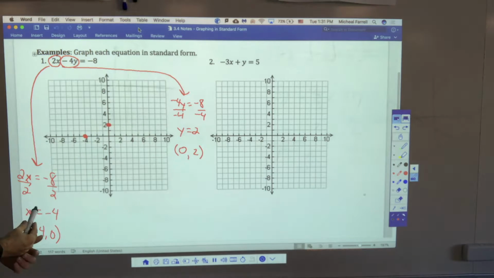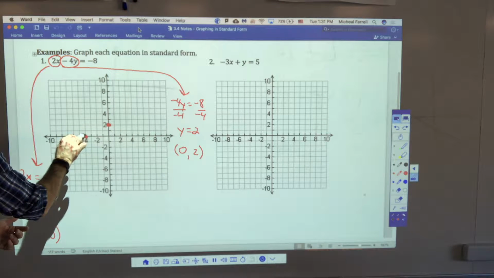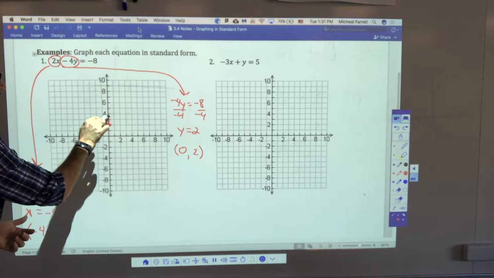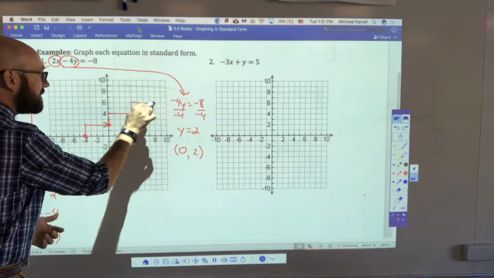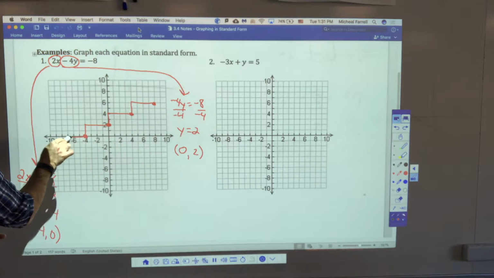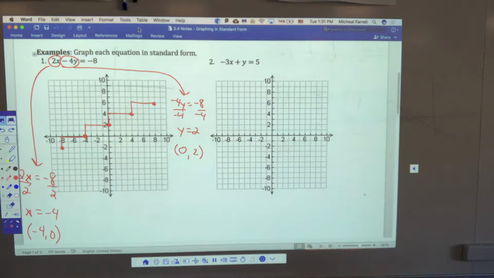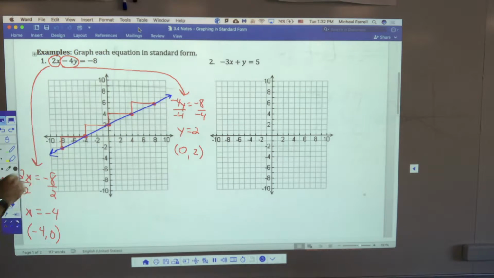I have exactly 2 points, and I can use the rate of change to plot the next point. Since it takes me up 2, right 4, I can repeat that pattern to plot the next point and the next point. I can even work my way backwards, 1, 2, 3, 4, 1, 2, and I have a line that will go all the way through the graph. Right there. And the blue line is what I want all along.